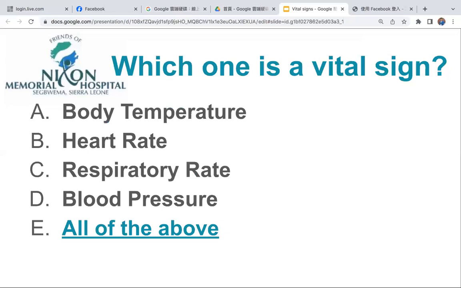So which one is the vital signs? A. Body temperature. B. Heart rate. C. Respiratory rate. D. Blood pressure. E. All of the above. Yes, so the answer is all of the above. Body temperature, heart rate, respiratory rate, and blood pressure are all vital signs.